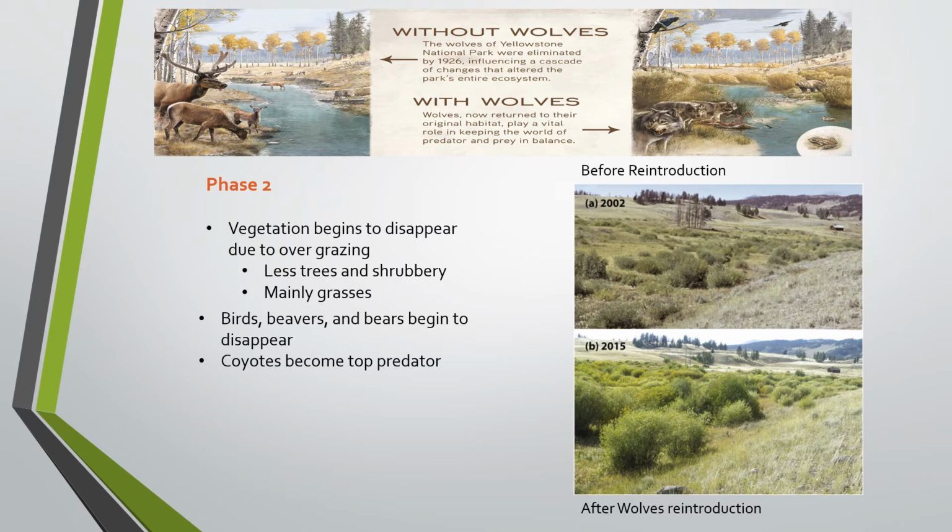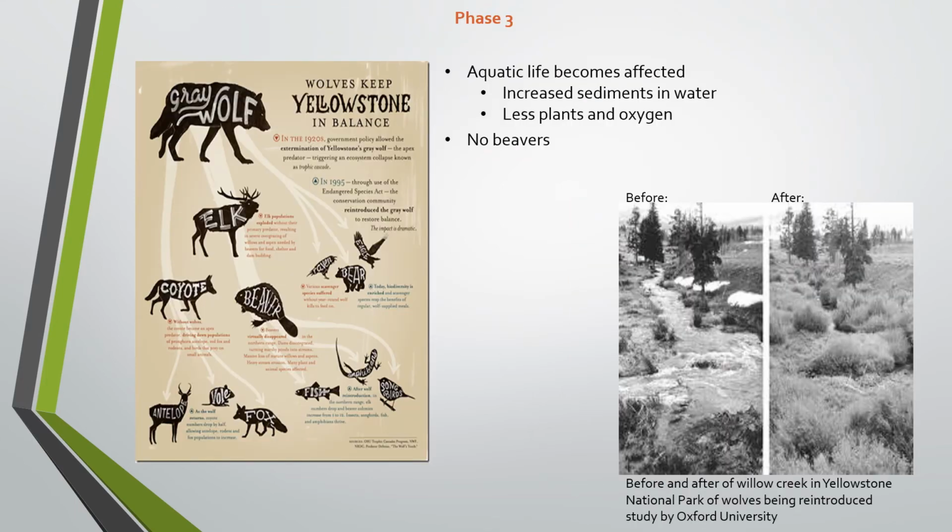Completely removing a keystone species has a huge effect on this, which is why the coyotes become the top predator, the birds disappear, and there's literally just a barren landscape. So if you look in the photo, for example, you see the barren landscape, there's not a whole lot of shrubs in 2002, but after the reintroduction, in 2015, a few years later, there's more grass, shrubberies, trees, etc.